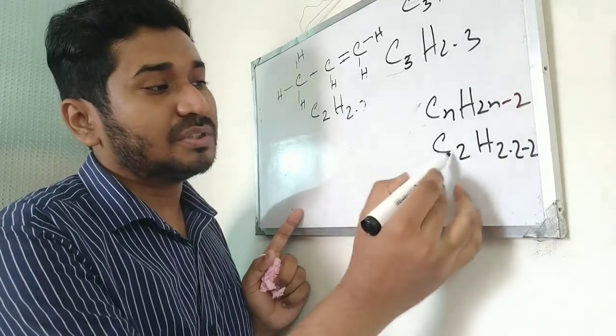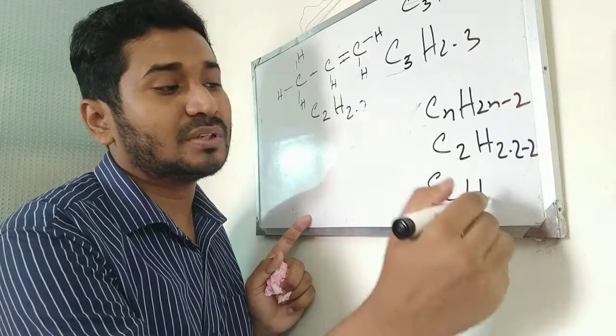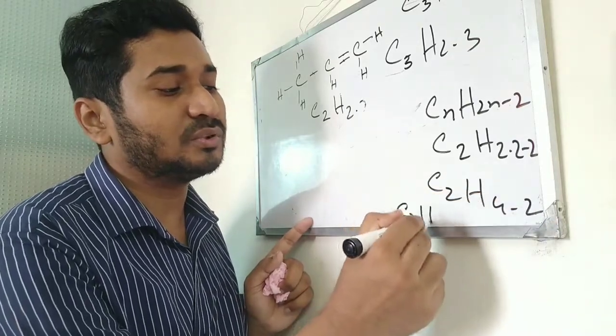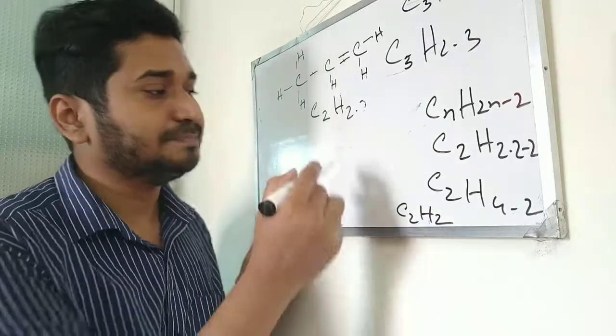So C2, H 2 into 2 minus 2, that is 4 minus 2, that means 2: C2H2.